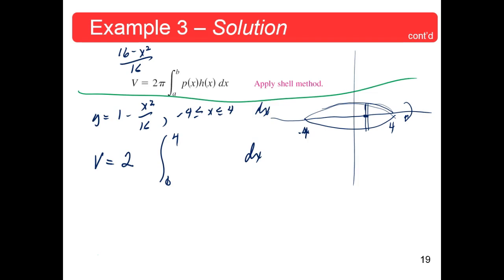Anybody? Radius. Okay, radius goes in there somewhere. And what's your radius? This is your radius here. And this curve here. Now, I don't know which you prefer. I kind of like this one. 16 minus x squared over 16. Though it looks a little more complicated, I kind of like it better. But that's me.